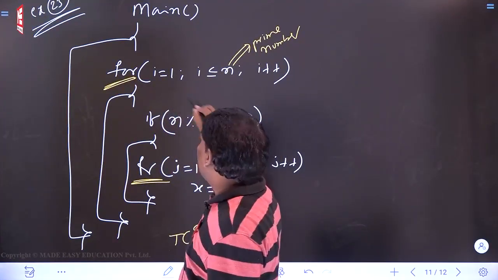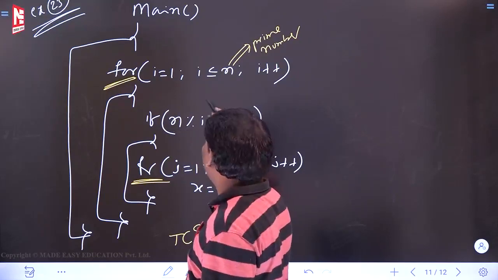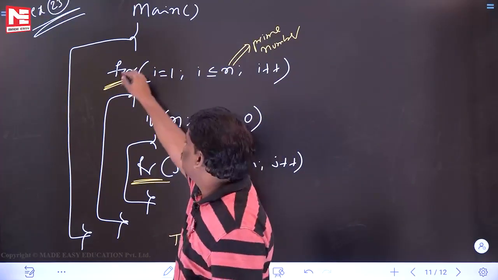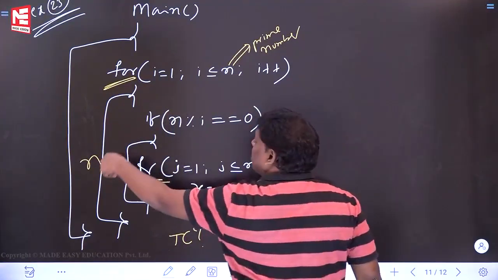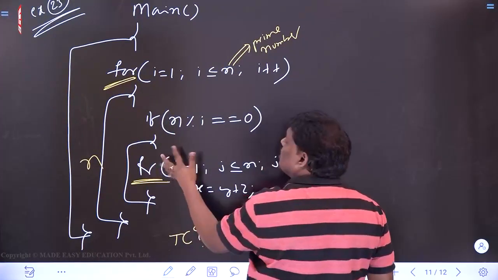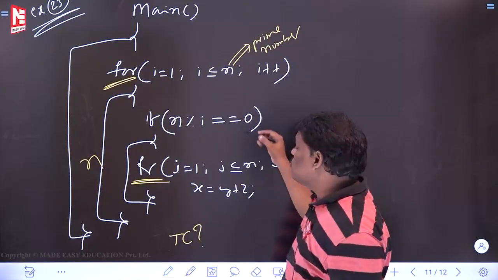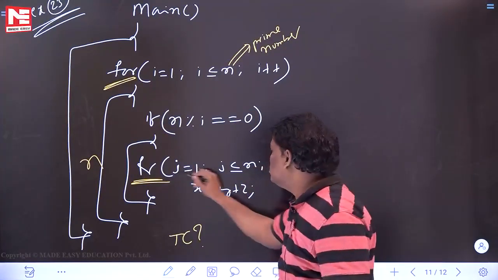One thing: whether the condition is true or false doesn't matter, this loop will execute. This loop is confirmed to execute n times. The first loop is n times, confirmed. How many times will the second loop run? We'll see now. If you go inside the second loop, this is also n times.